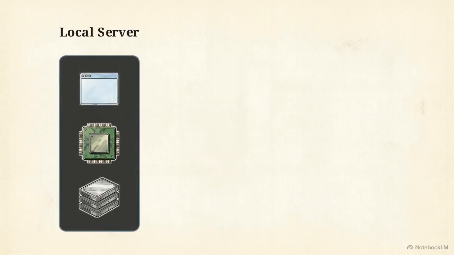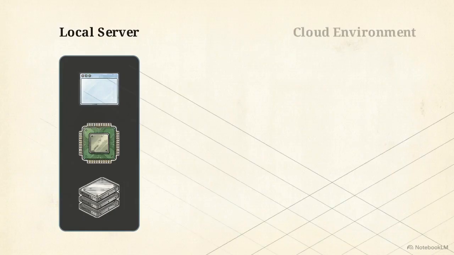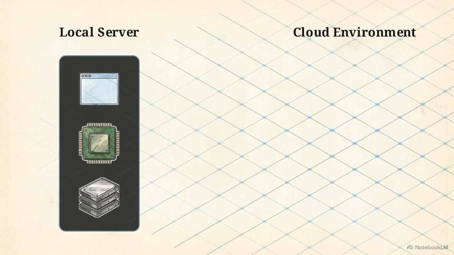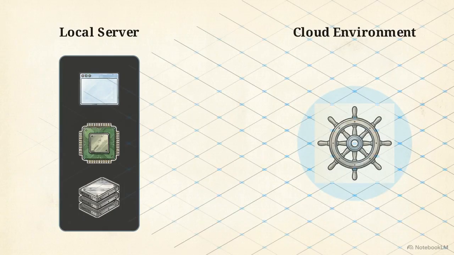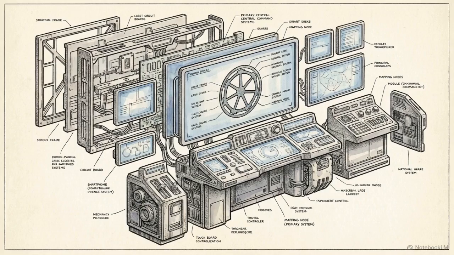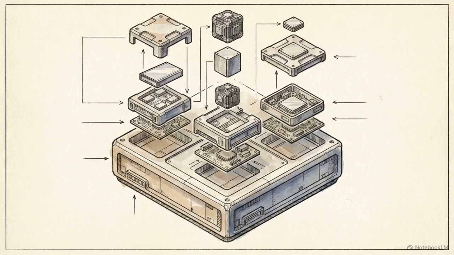This diagram on the left shows a local setup where all three layers share the same physical constraints. On the right is a cloud environment, a grid of potential capacity. To bridge the gap between these two worlds, we use Kubernetes as the orchestration engine to manage how these tiers interact. We are going to build this deployment from the ground up, mapping the infrastructure, the containers, and the networking.